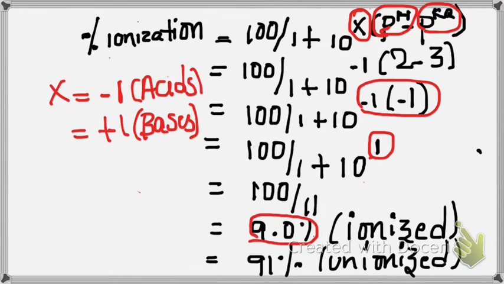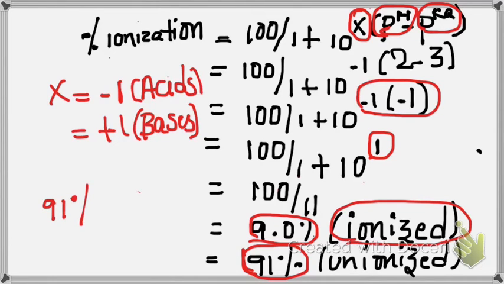So 9% of the drug exists in the ionized form at the pH of 2, whereas 91%, 100 minus 9 gives 91, exists in the unionized form at the pH of 2. So the majority of the drug exists in the unionized form at the pH of 2. So this amount of drug can easily pass through the biphospholipid membrane layer at the pH of 2.